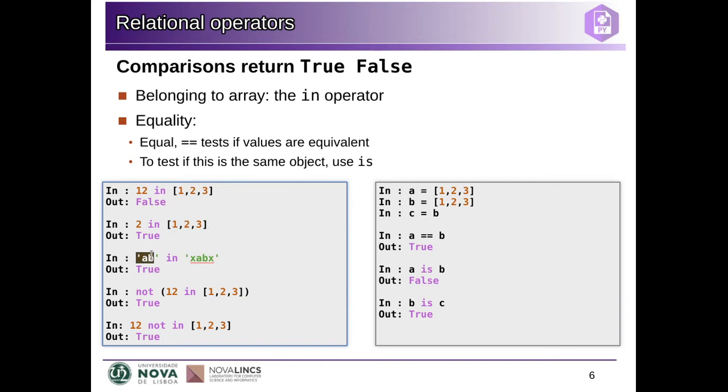This also works for substrings inside larger strings. For example, there is an AB there, so "AB" in "ABX" is true. In the case of strings, it doesn't have to be just one element. And since this returns a true or false, a Boolean value, you can also apply not, for example, and so on.